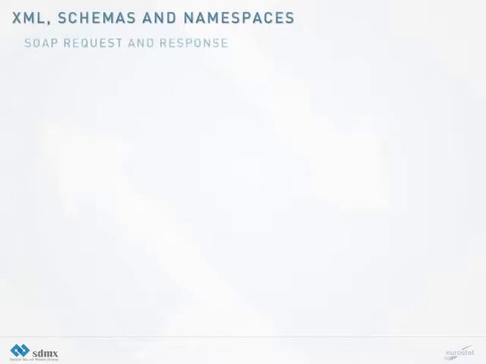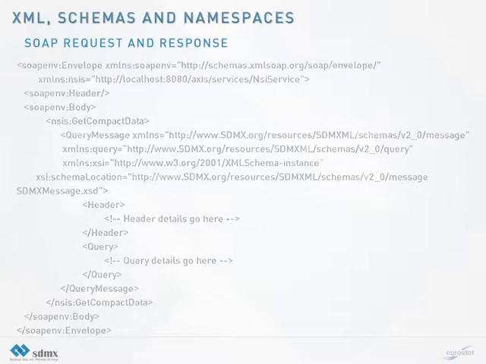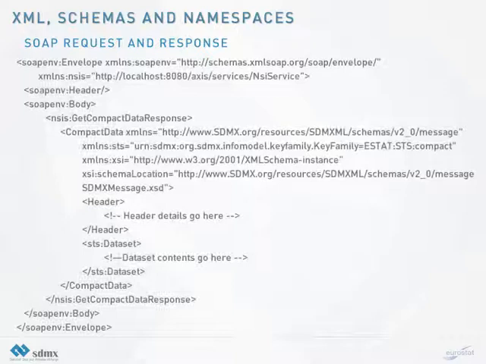One SOAP request according a WSDL structure may look like this. And the SOAP response example, according to the same WSDL structure, should look as follows.